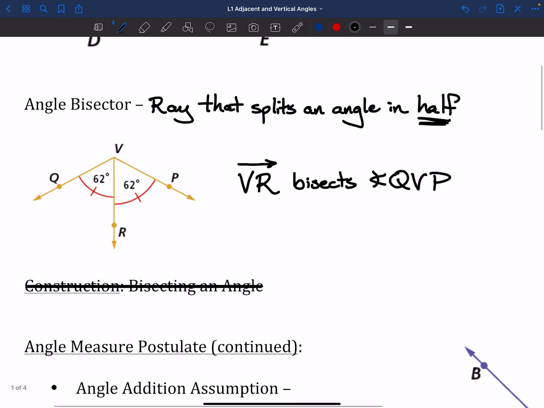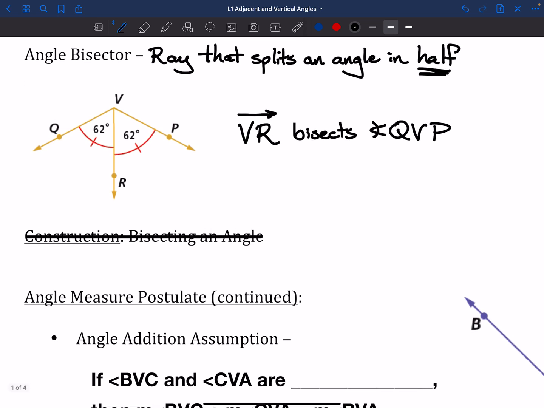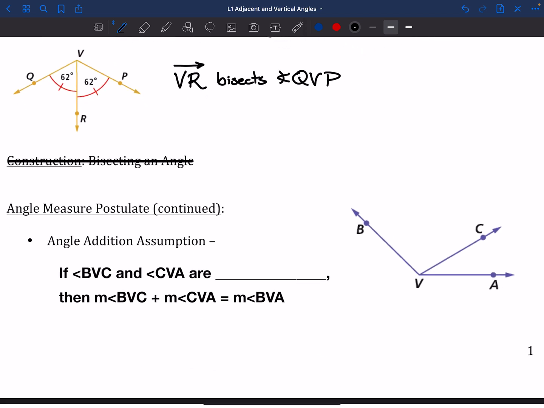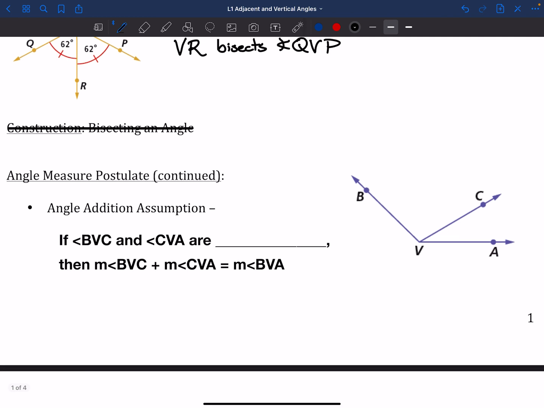Normally we would go through a whole construction of bisecting an angle, but seeing how things are right now, it's not really an option. So we're just going to keep on moving along, which is A-okay.